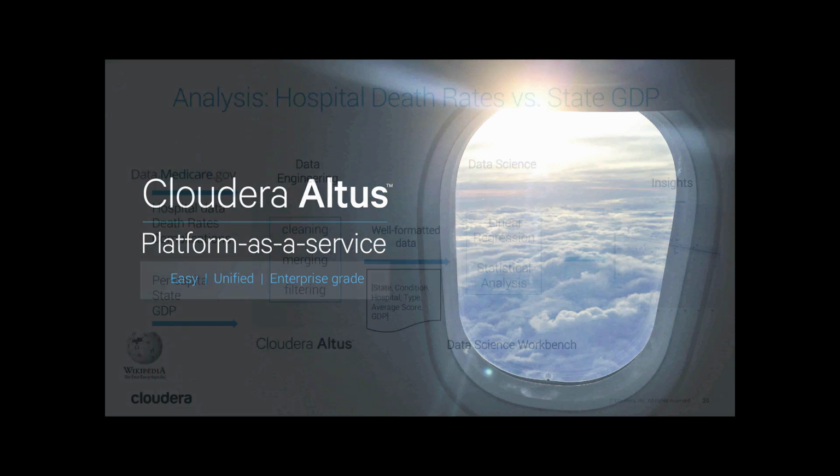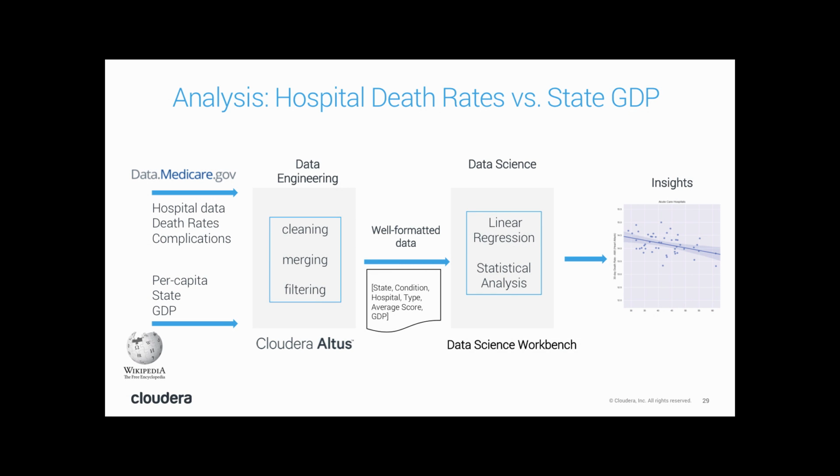Okay, let's move on to the demo. So here, we're going to do a simple analysis of hospital death rates versus state GDP. We took raw hospital death rate data from healthcare.gov and per capita state GDP data from Wikipedia. We dropped both datasets into Amazon S3 for storage.